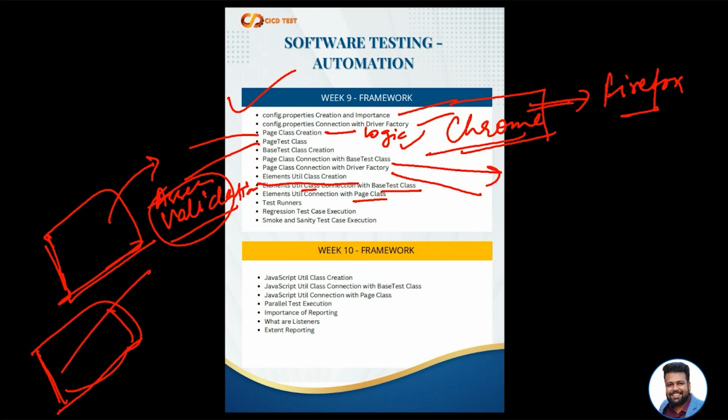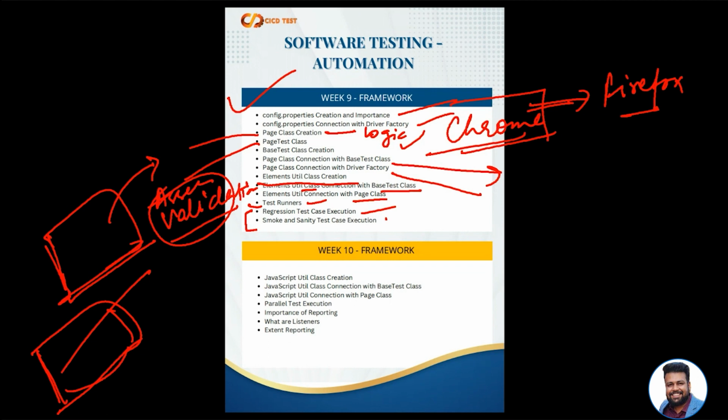This is the reason that you have to first learn the framework. Then test runners will be there, regression test case execution, and smoke and sanity. Different test runners will be created for different cases. Like regression, there will be a different suite. Smoke and sanity, there will be a different suite. In manual testing also, things you cover in regression, you are not required to cover in smoke and sanity, right? This is how manual testing works.